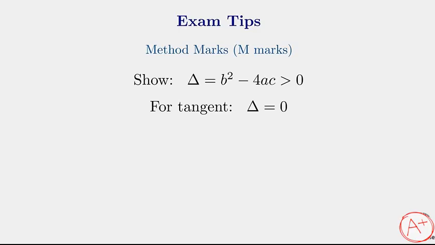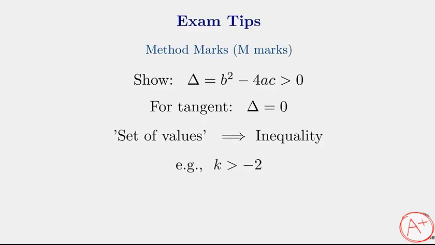Third, look out for the phrase set of values. This is a huge hint that your answer should be an inequality, such as k is greater than something, rather than a single number. If the question asks for the value, expect a single constant. Finally, manage your time. If you find yourself doing complex long division or using the quadratic formula to find x when you only need to find a constant k, you are likely taking the long route. The discriminant is your fastest tool for intersection nature problems.